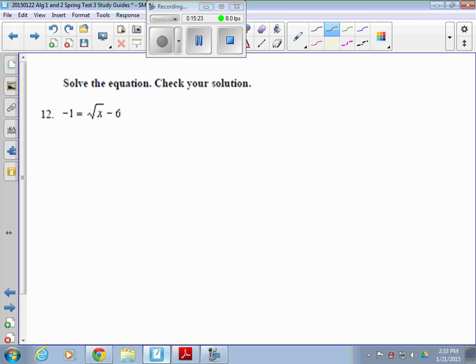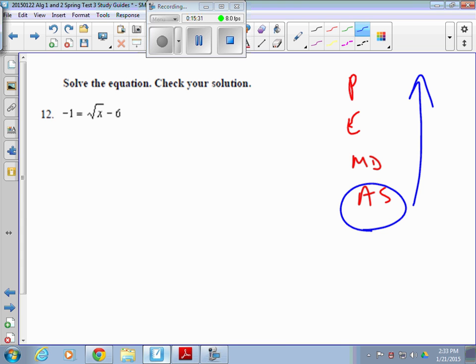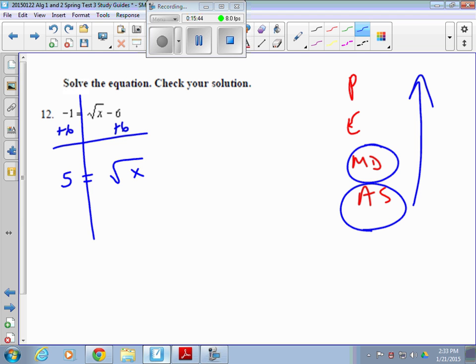Number 12, solve the equation, check your solution. Undo your order of operations. Please excuse my dear Aunt Sally is the way you still do it, but you're going to go this way. You look for addition and subtraction first. We have that. We have minus 6, so you add 6. If you add it there, add it here. Negative 1 plus 6 is positive 5 equals the square root of x.